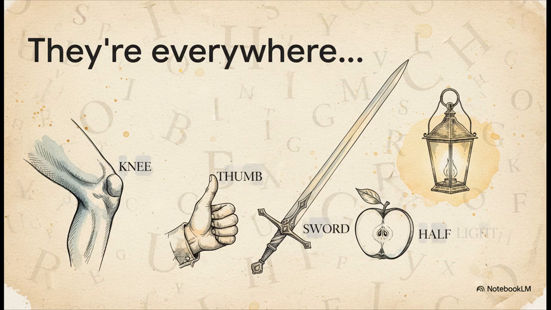I mean, think about it. The K in knee and no, the B in thumb, the W in sword, that GH in light, the L in half. They're so common we just kind of tune them out. But why are they there?